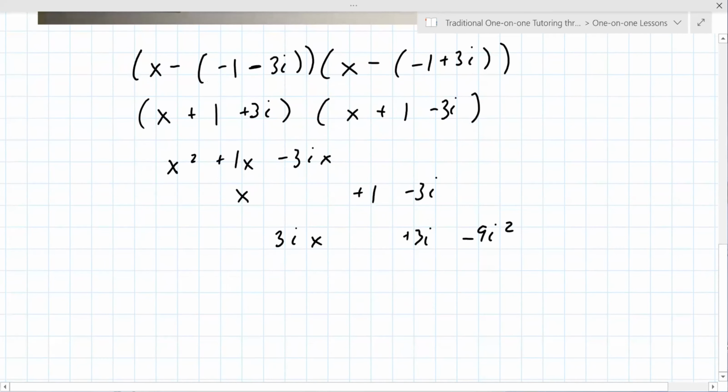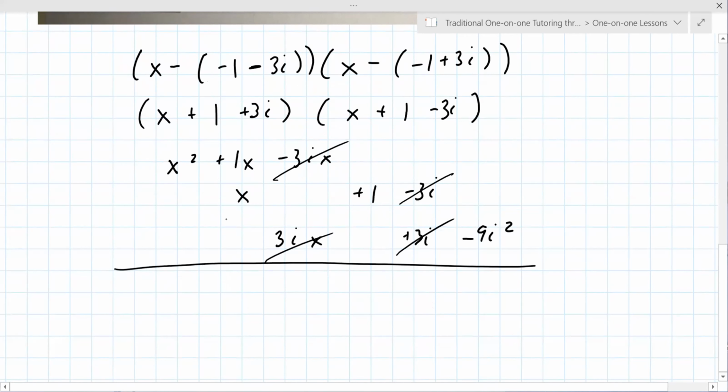And if you've done this right, all the i terms go away. See how those cancel. You can do it in a way where you line them up in columns. That's another useful thing to do here. So that gives you x squared plus 2x, and then i squared is -1, so this is plus 9 at the end. And that's your boxed-in answer for step 3.